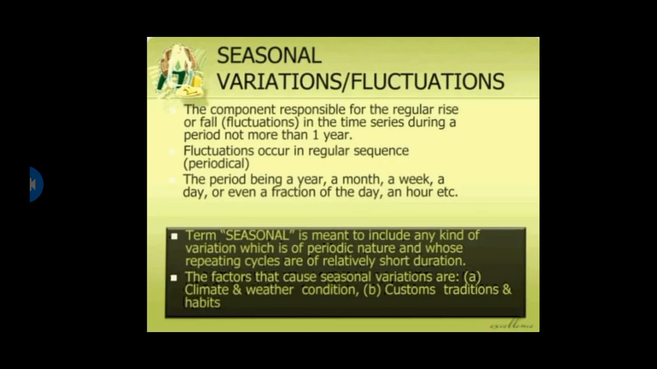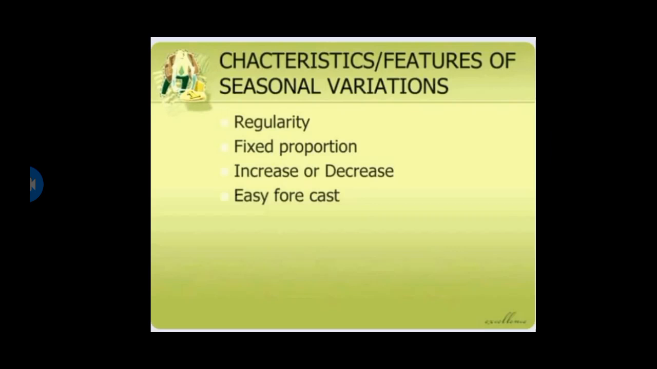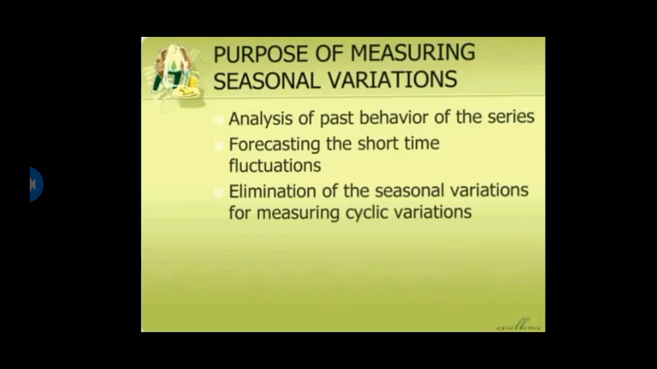The factors that cause seasonal variations are climate and weather conditions, customs, traditions and habits. Characteristic features of seasonal variation: regularity, fixed proportion, increase or decrease, and easy forecast. Purpose of measuring seasonal variation: analysis of past behavior of the time series, forecasting short-term fluctuation, and elimination of seasonal variation for measuring cyclic variation.